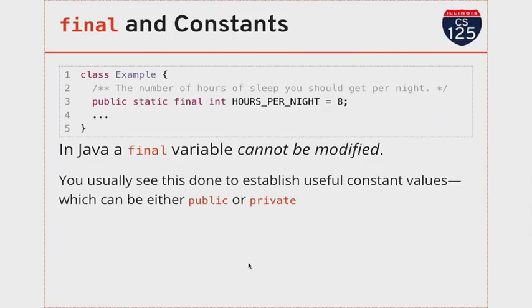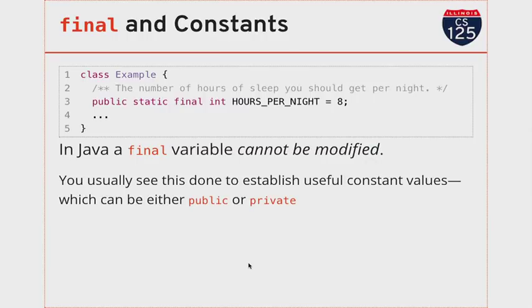So now, let me briefly, because I'm obligated to talk about all of the different Java keywords that you might see, let me just briefly discuss final. It's not really something that we need to talk about for a long period of time. So a final variable in Java cannot be modified after it's initialized. So in this example, you see on line 3 probably one of the most common uses of final, which is to create a constant value that's associated with a particular instance, a particular class. Sorry. So this is static.